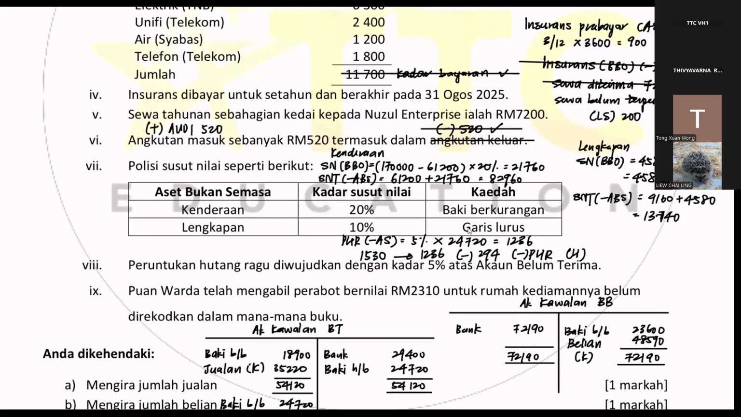Last one. The boss take up perabot for his house and never record. What are the accounts here? Boss take up perabot for his house. So account, yes, ambilan. Ambilan is to minus EP. So got ambilan 2,310 to PKK just now.